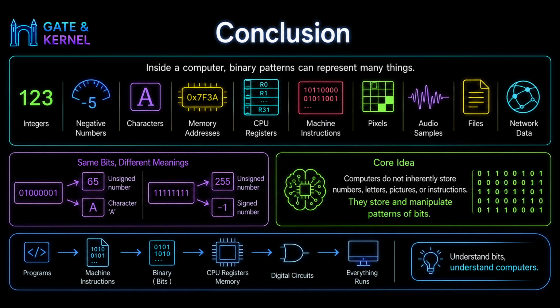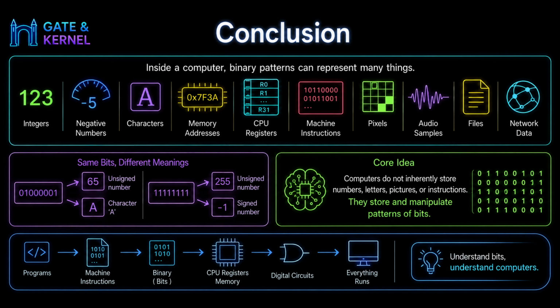Conclusion: binary is much more than a way of writing numbers with zeros and ones. Inside a computer, binary patterns can represent integers, negative numbers, characters, memory addresses, CPU registers, machine instructions, pixels, audio samples, files, and network data. CPU registers store bits. Memory stores bits. Machine instructions are encoded as bits. Even control information that tells hardware what to do can be represented by binary fields. Most importantly, the same bit pattern can have different meanings.